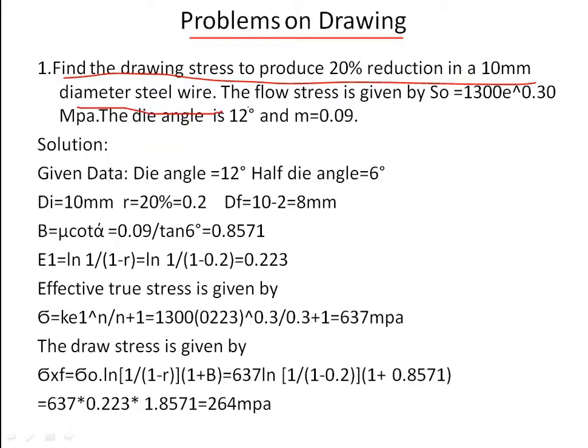mm diameter steel wire. Okay, the flow stress is given by S suffix O, 1300 into epsilon raised to 0.30 MPa. Okay, the die angle is 12 degree and mu is equal to 0.09.